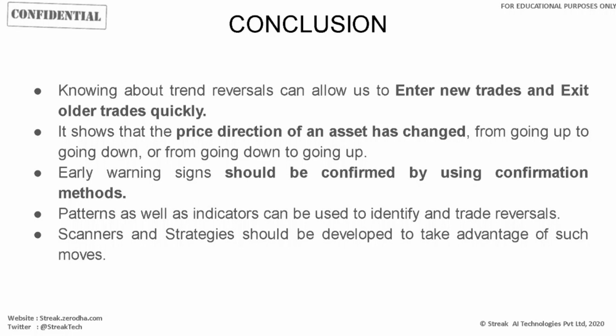Early warning signs should be confirmed by using confirmation methods. We looked at a few warning signs such as candlestick patterns and RSI divergences, which are going to tell us early on whether a reversal could take place. Post which we will be looking for some confirmations in the price, such as moving average crossovers. We can use major trend line breakouts. We can also make use of chart patterns in order to confirm our change in market sentiment.